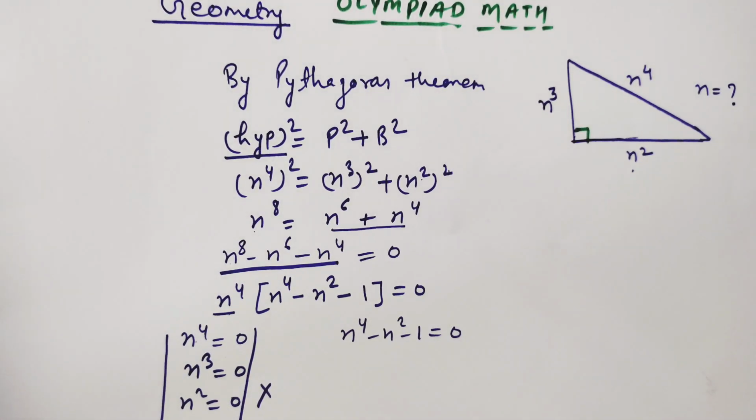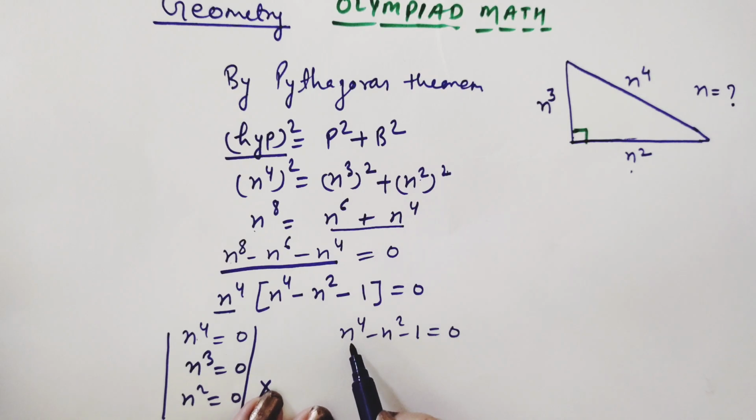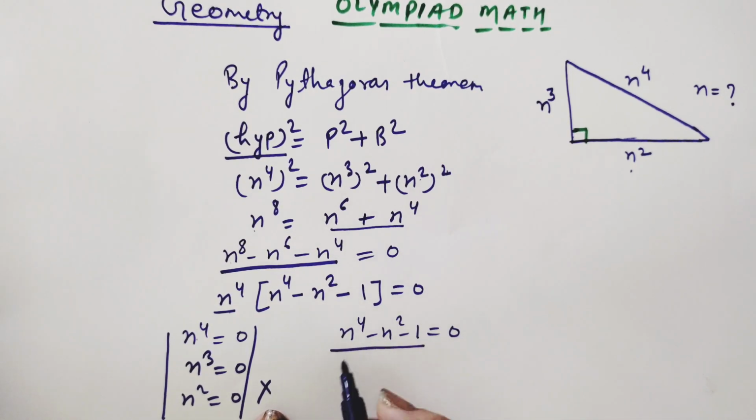Now we will do the second case. The second case is n raised to the power 4 minus n² minus 1. Here we need to convert this equation into a quadratic equation. How to convert?